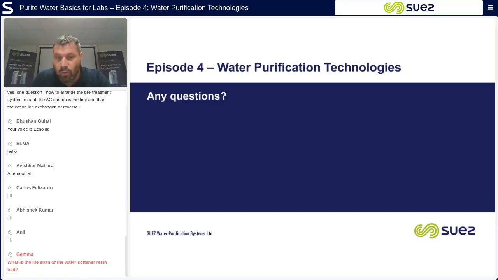The resin bed in a water softener, the manufacturers state that it will last between 5 to 7 years, but that is all depending on the quality of water that is coming into the water softener. So if you have an area that has high chlorine levels and it has high hardness, you might find that the water softener resin will not last as long. Somewhere that is a softer water coming into it and has low chlorine levels may last a lot longer.